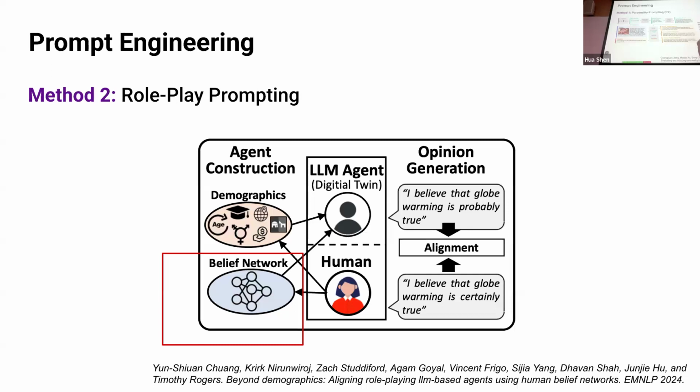They allow the human to generate their opinion, and also the LLM agent to generate opinion, and see whether the human and his or her digital twin are actually aligned on these controversial topics here. And this is an EMNLP paper, which was published last year. So you can see here how they developed their belief network.